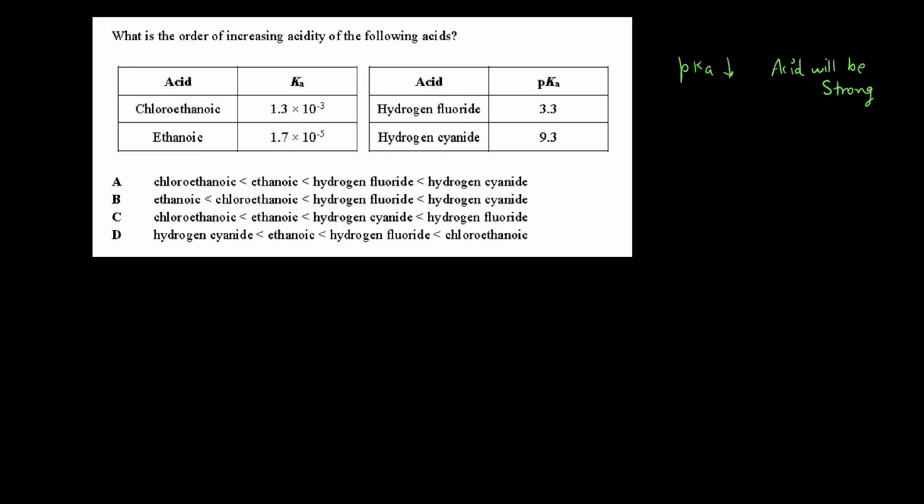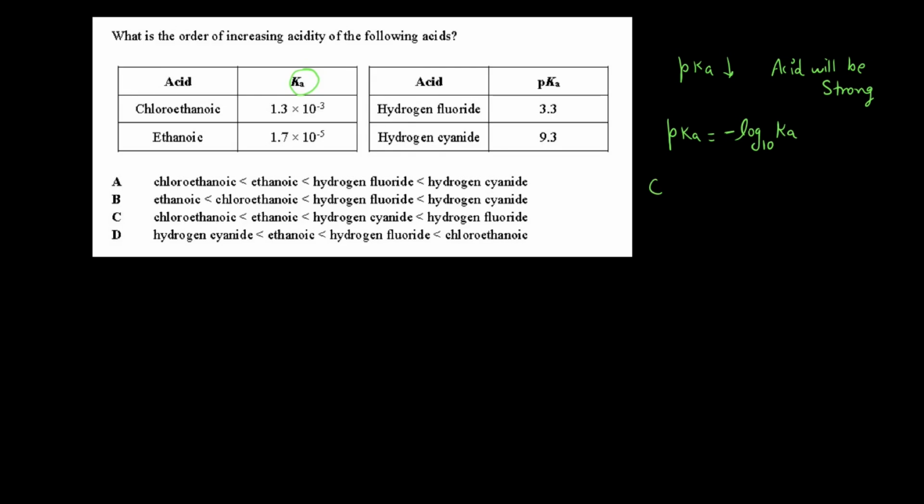So we will convert the K values into pK values, and then we will compare all the 4 acids. The acid which has the lowest pK value will be the strongest acid. So how to convert K into pK? pKa is equal to minus log to the base 10 of Ka.